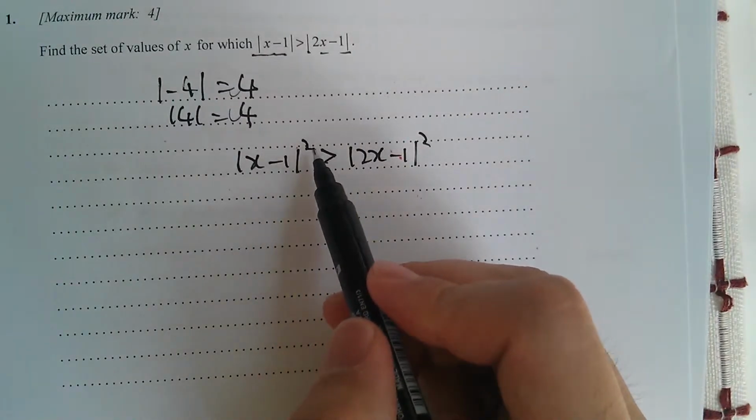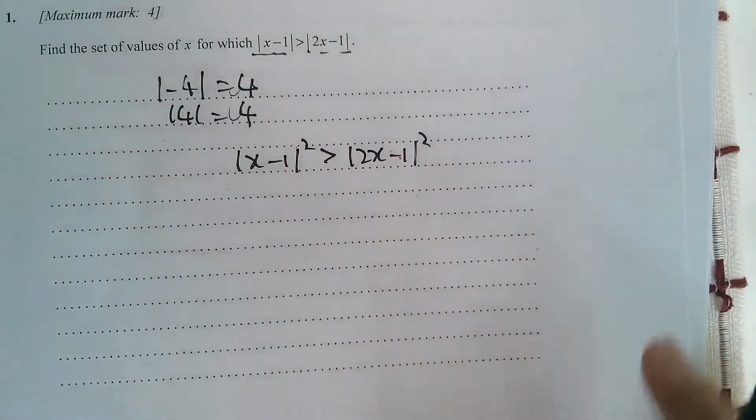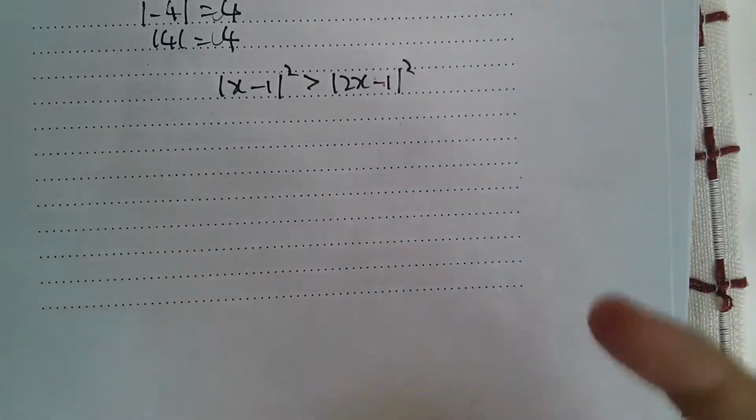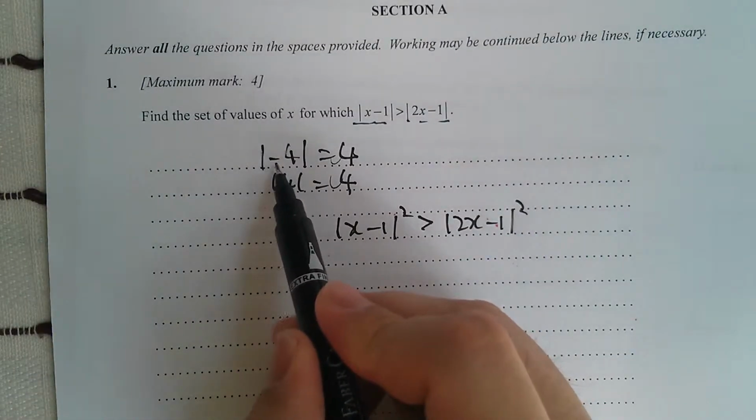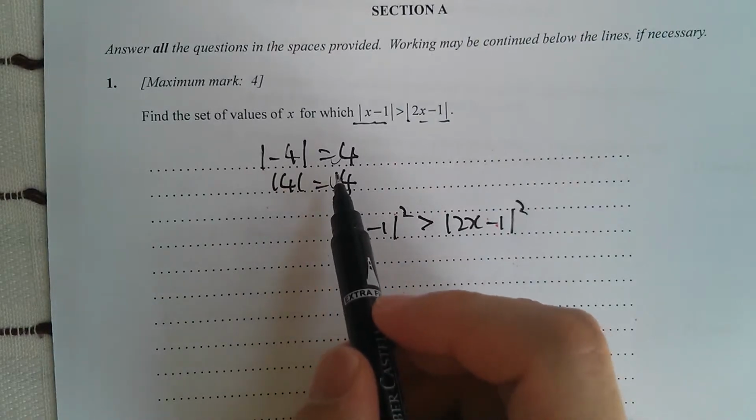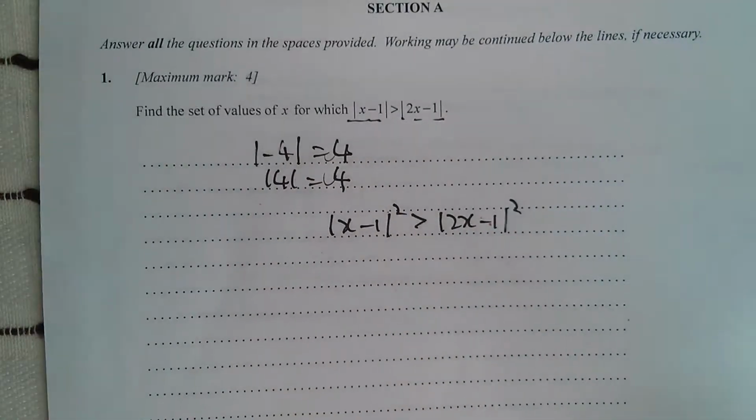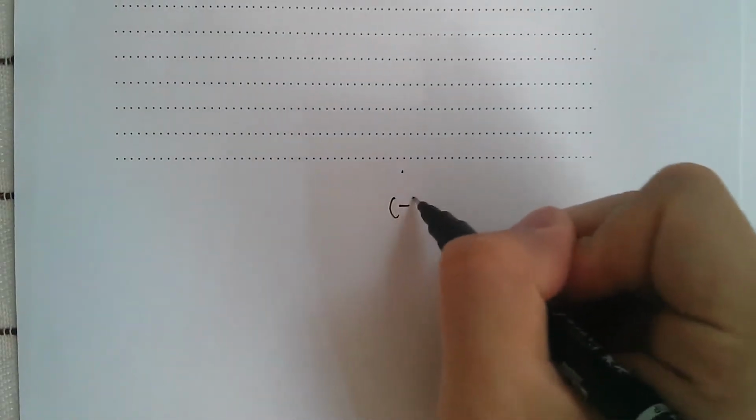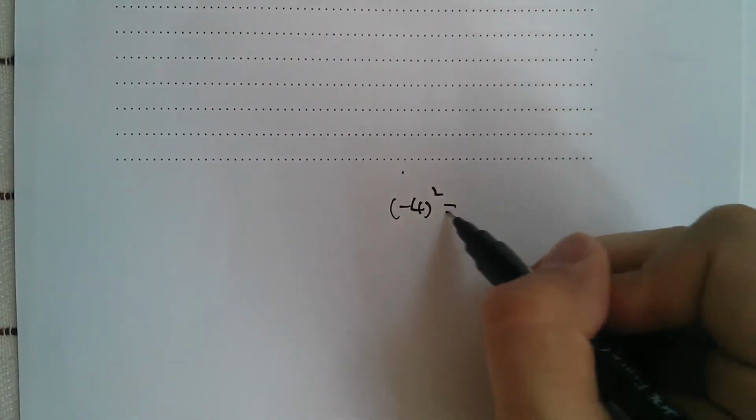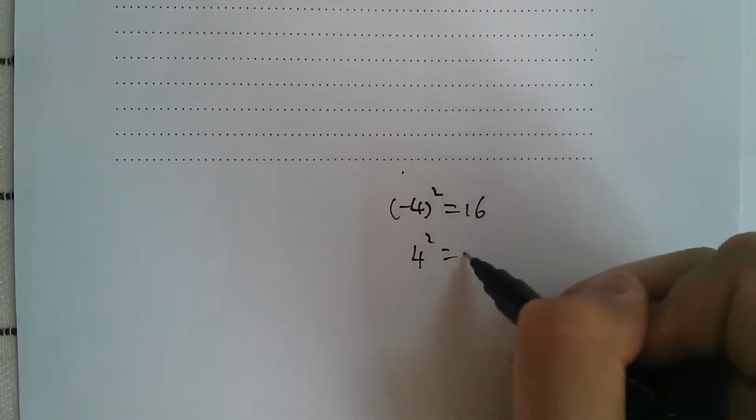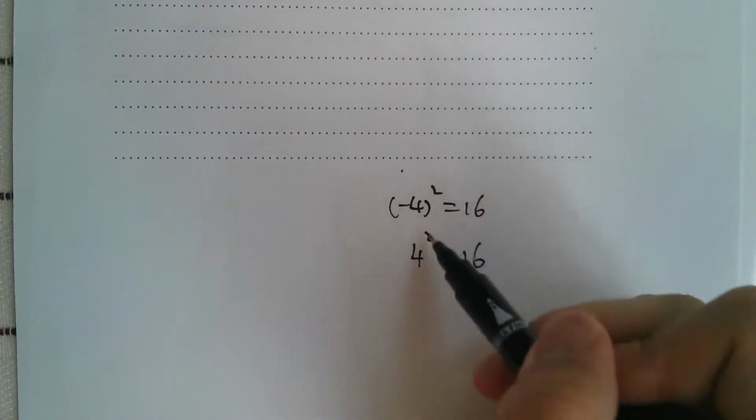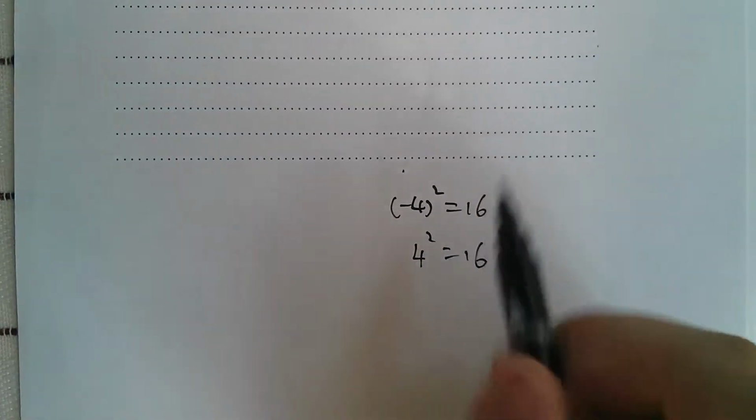What is so good about square? If you're doing absolute value, think about what the absolute value does. What absolute values do is that it just takes away the negative. What about square? If you do negative 4 squared, it's 16. 4 squared is also 16. Therefore, squaring is enough to take away the negative.